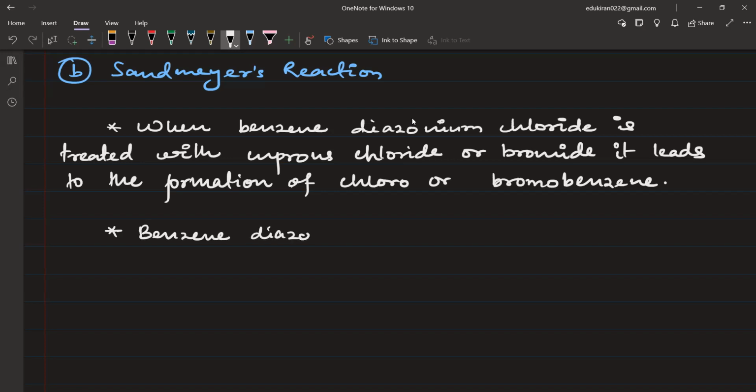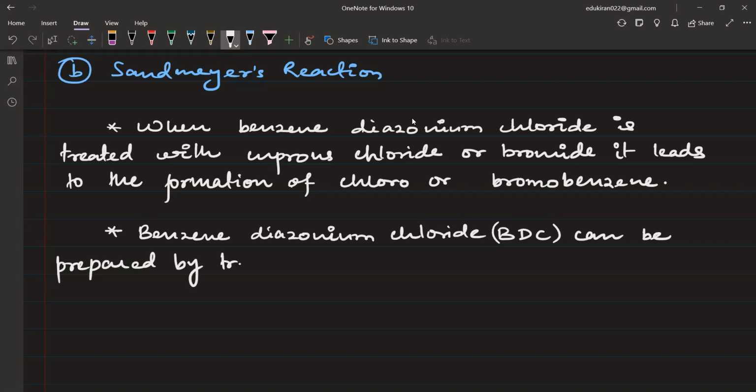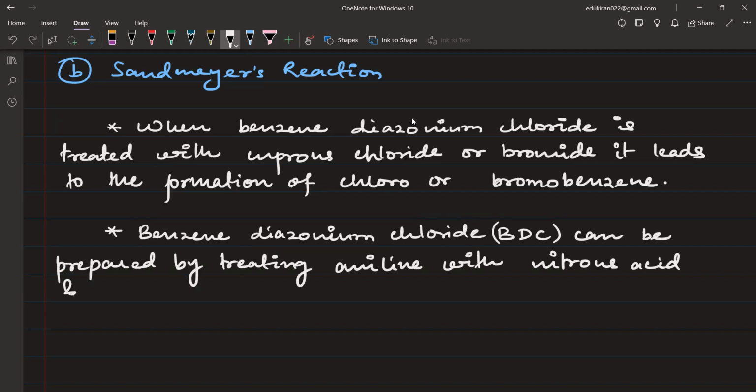Benzene diazonium salt, benzene diazonium chloride. Write in short as BDC. Benzene diazonium chloride can be prepared by treating aniline with nitrous acid and HCl, hydrochloric acid. Okay. So actually we don't need to use both.